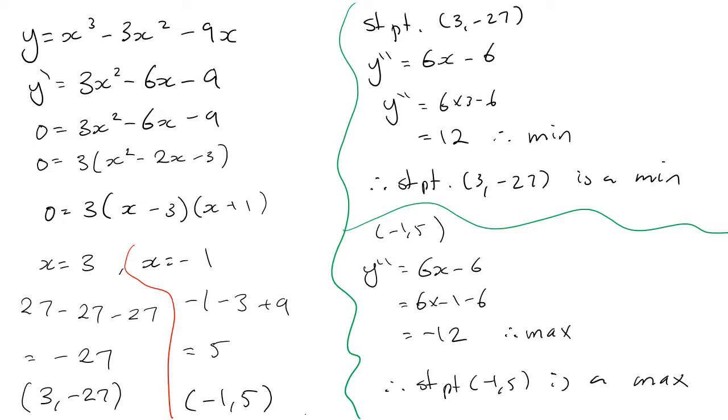So that's how you solve questions involving the nature of stationary points. Let's try one more example. Let's say we had y equals x squared bracket 3 minus x. Our first step is to expand. We can use the chain rule, but it is inefficient, so we're going to expand it.